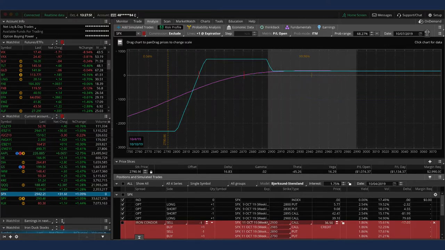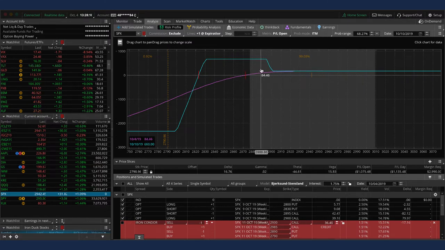In fact, let me line up the expiration date. You can see the gray represents a one standard deviation move. And so there's still a decent chance that it could come back into that duck head area and collect max profit. So not taking it off quite yet.